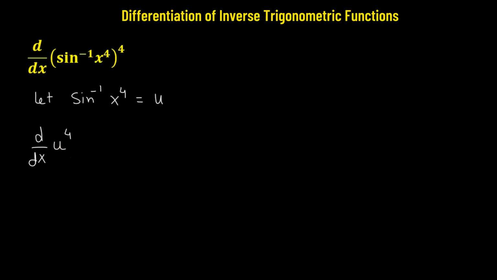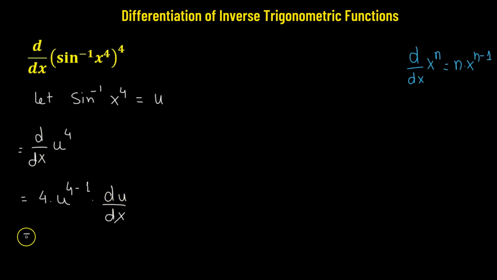Now what we can do here, we can apply the power rule. So we know that the power rule is, if we have d/dx of xⁿ, that's simply n times xⁿ⁻¹. So this will give us 4 times u raised to the power of 4 minus 1. Now we need to apply the chain rule. So that means we will take the derivative of u with respect to x. So this is simply 4u³ times the derivative of u with respect to x.